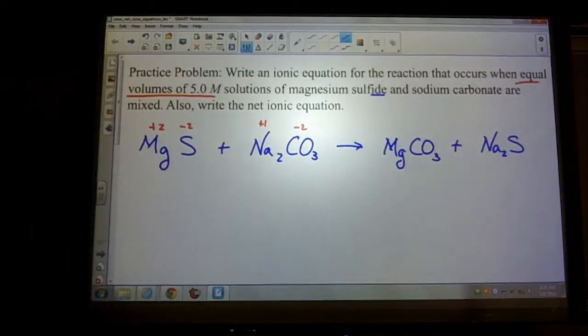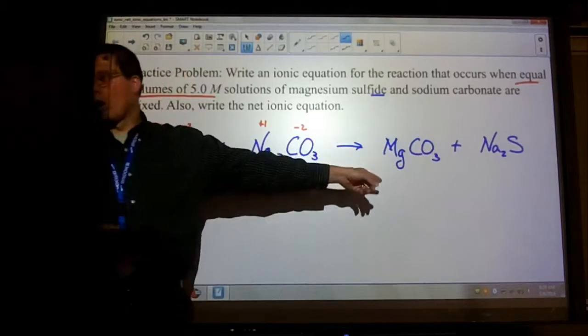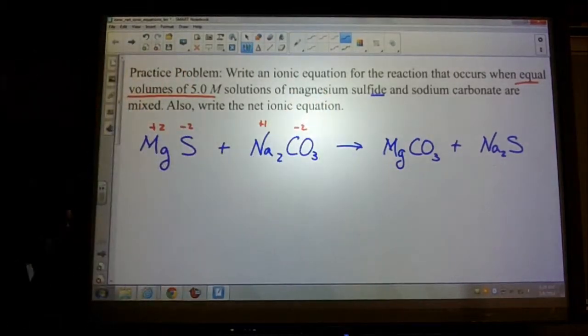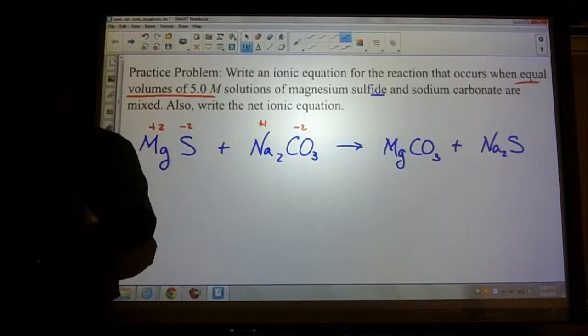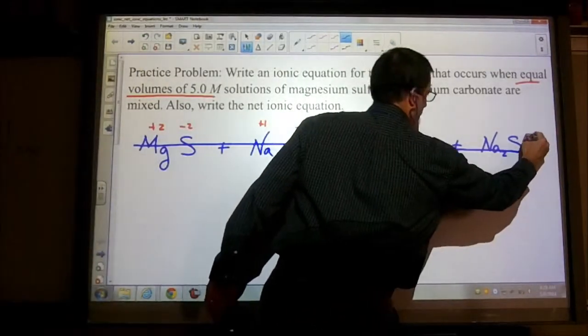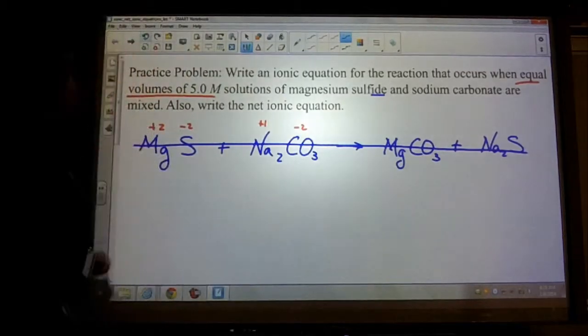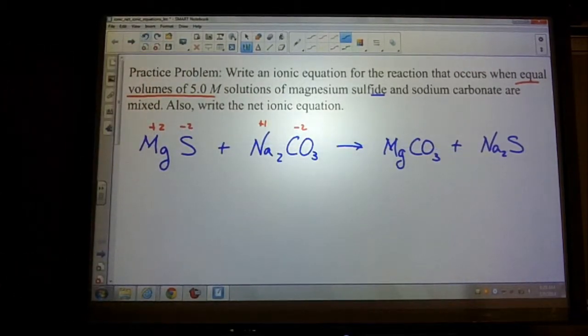Now the next thing that I like to do is balance the number of atoms. How are we doing? We're good. We're balanced, right? Because we have 1 magnesium, 1 sulfur, 2 sodium, 1 carbonate. Good. All right. Now, once you have your equation, I promise you're going to have a reaction. Something's going to take place. So don't just go like, oh, okay, no reaction, I'm done. There's going to be something happening.